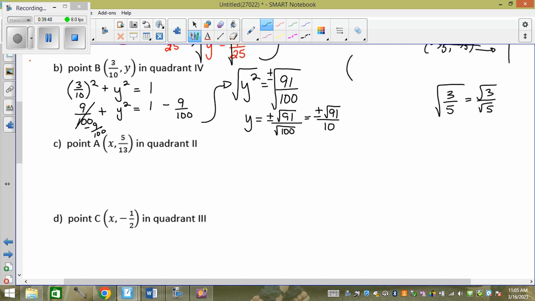So my two coordinates would be 3 over 10, comma, root 91 over 10, or 3 over 10, comma, negative root 91 over 10. If I don't have a clue as to where it would be, I'd get both answers. But this one says quadrant 4. Which of those two is in quadrant 4? First or second? Second. So I do this, and I go like this.